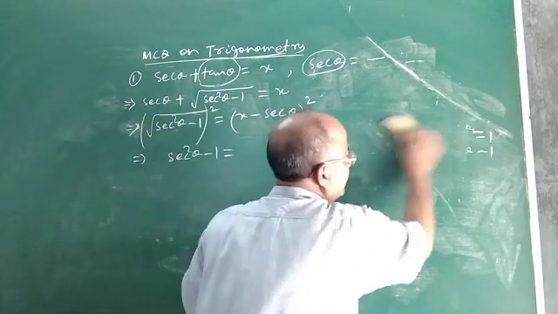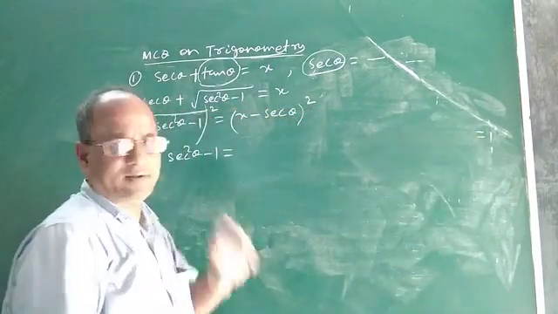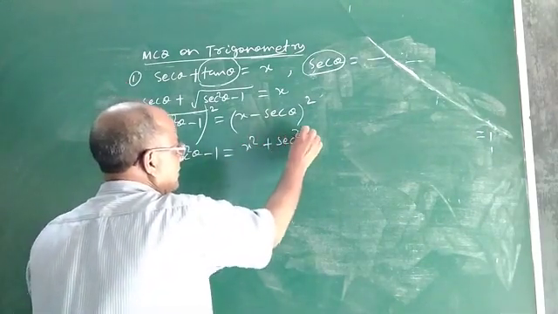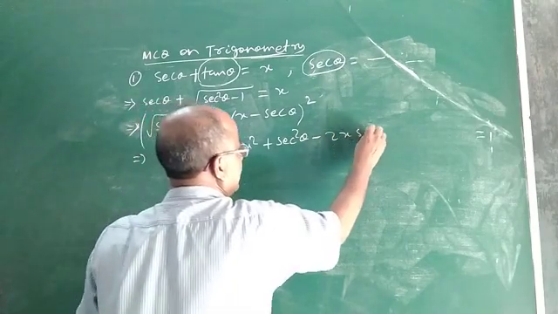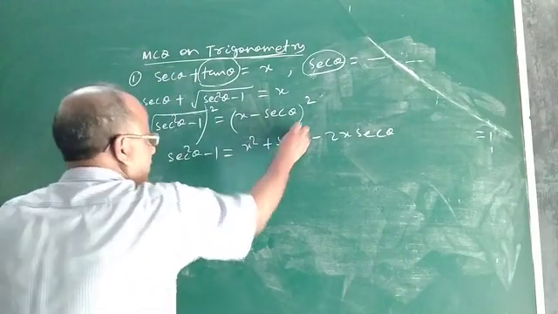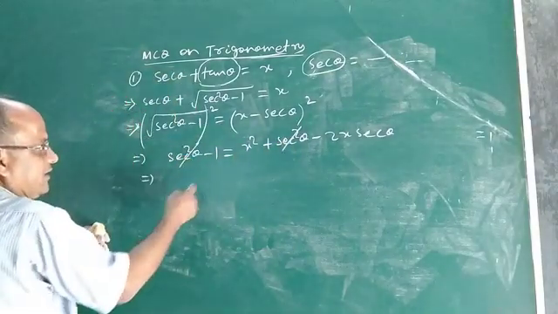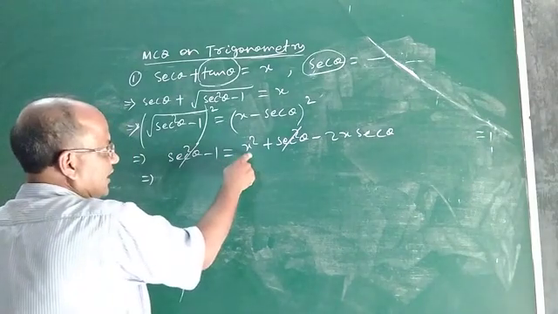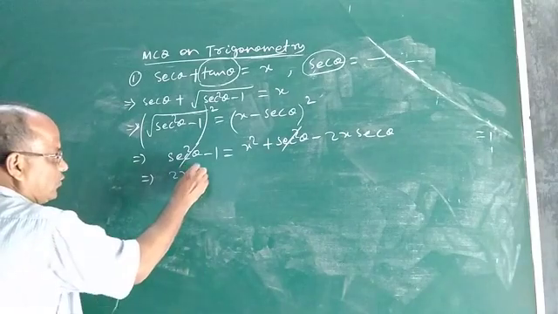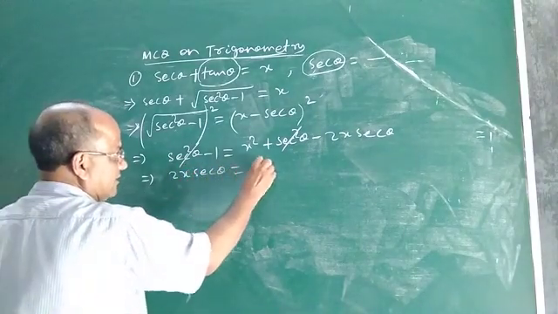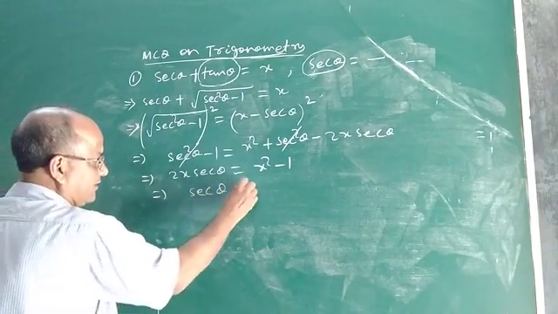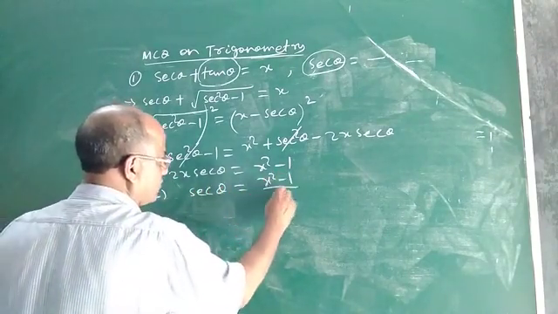And look at the right hand side. The right hand side is of the form a minus b whole square. So it will be x square plus sec square theta minus 2x into sec theta, a square plus b square minus 2ab. Now see, sec square theta cancels. Then take minus 1 to the right hand side and bring minus 2x sec theta to the left hand side. It will be 2x sec theta equals x square minus 1. Now you can easily find the value of sec theta. It will be x square minus 1 by 2x.